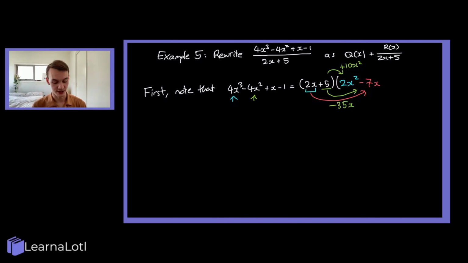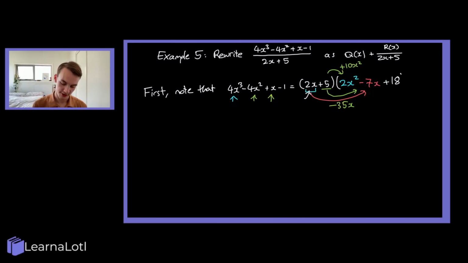And I don't want minus 35x, what I want is plus x. So in order to get the plus x I want, what I need is plus 36x. What do I need to multiply with 2x to get 36x? What I want is plus 18. 18 times 2 is 36.